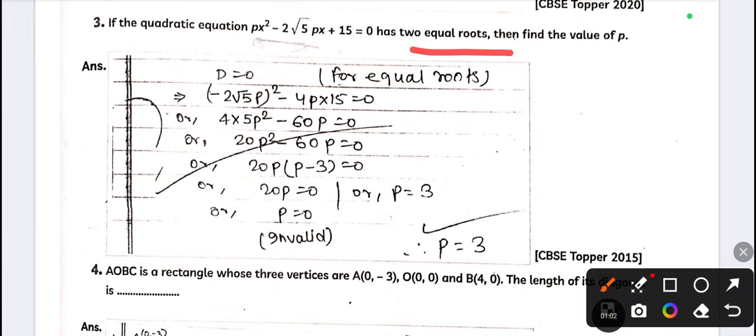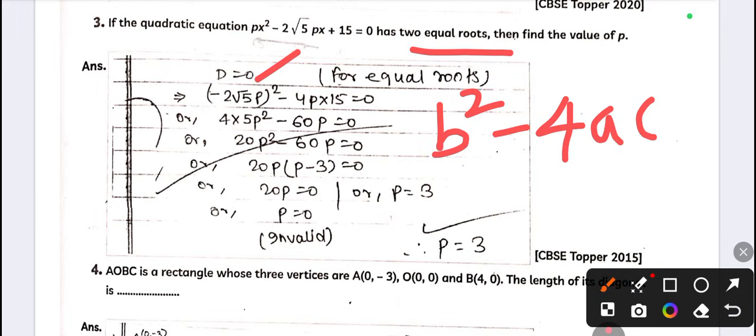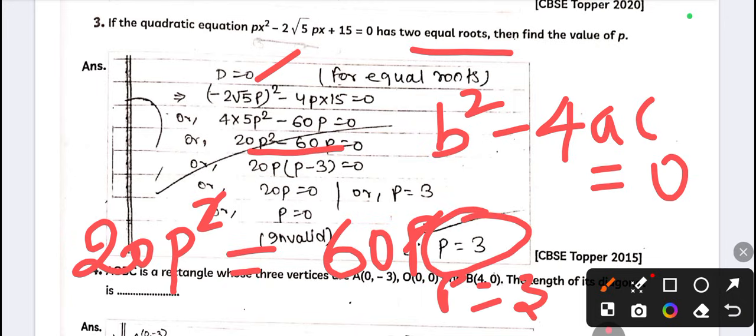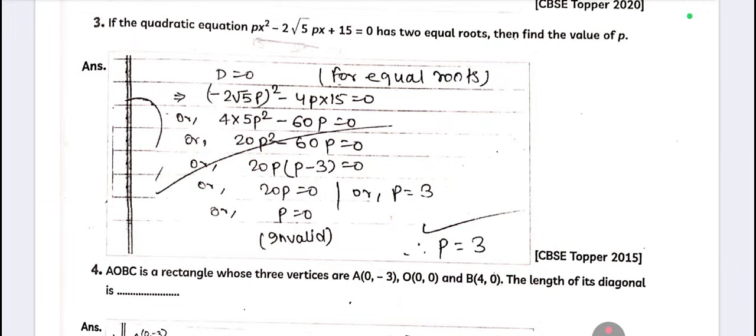Since they said two equal roots, we can write the discriminant equal to 0. We all know discriminant is b square minus 4ac, that we can equate with 0. But a very important thing: after equating we get 20p square minus 60p equal to 0. Some people have misunderstood, writing 20p square equals 60p. They cancel the p and write directly p equal to 3, and they say, sir, anyway p equal to 3 only. No, it's not correct. Since it's a quadratic equation, we have to take p common.